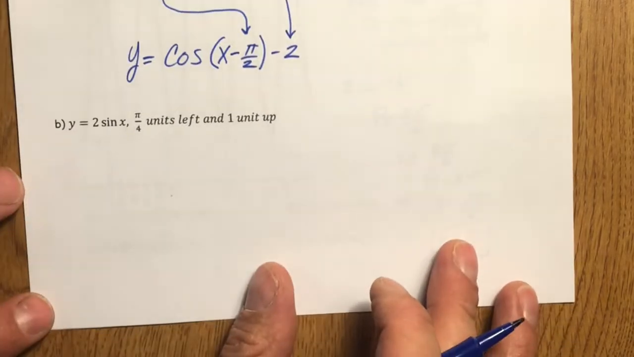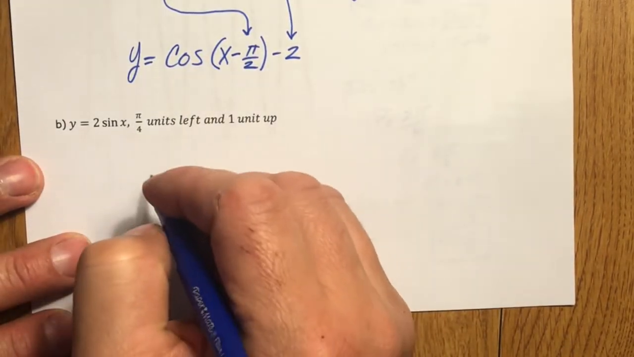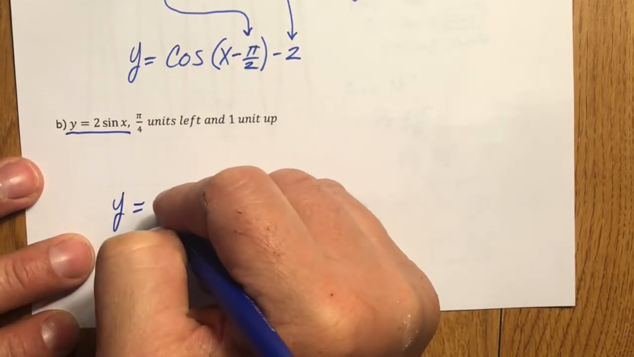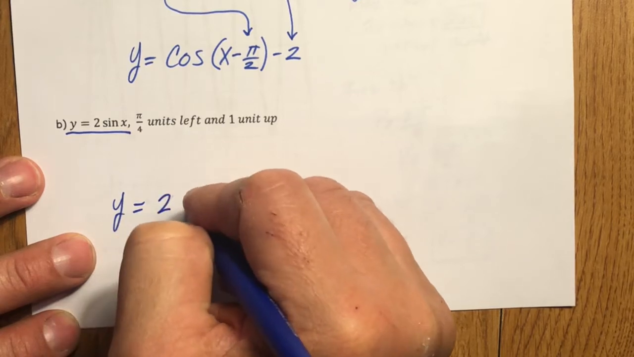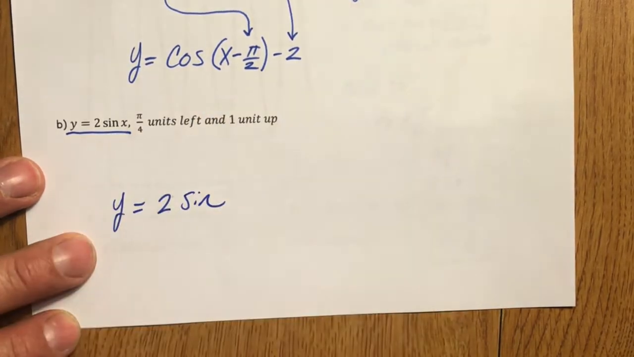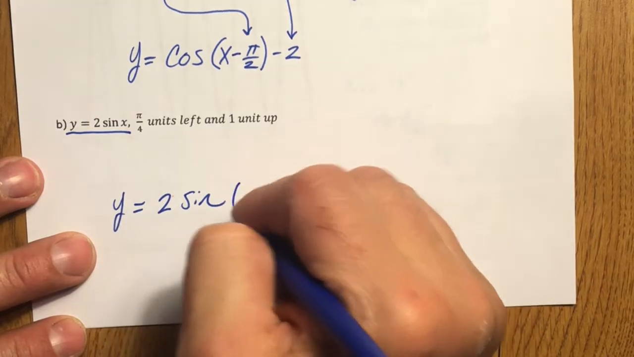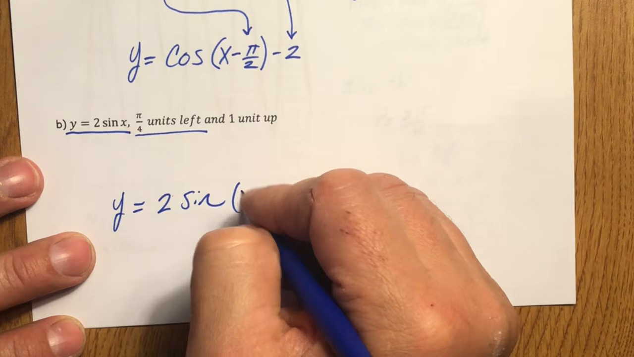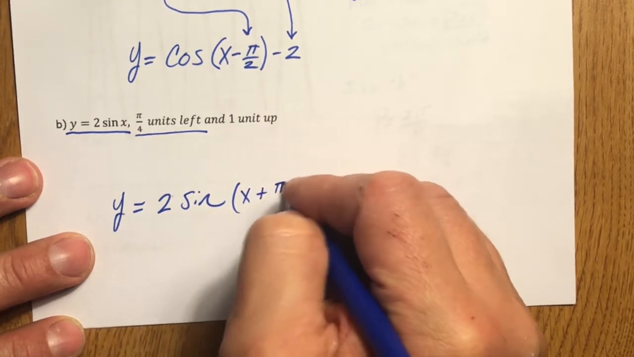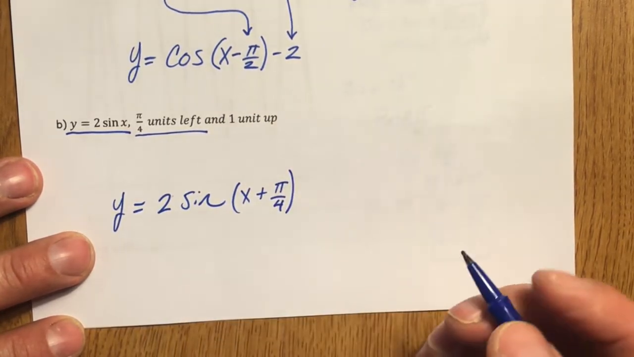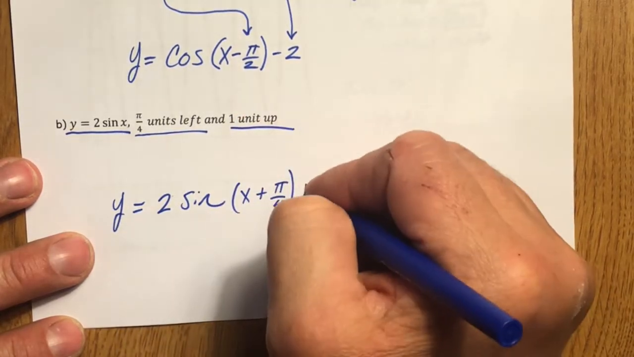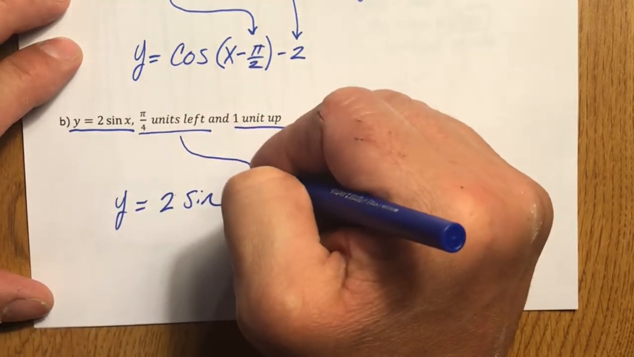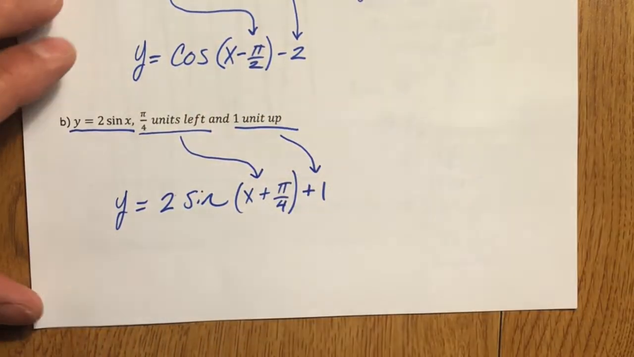All right, same thing with B. We're going to start with this. So y equals 2 sine. All right, so I have what looks like a phase shift of pi over 4. So x plus pi over 4, and we're going to go 1 unit up, plus 1. Phase shift, vertical shift.